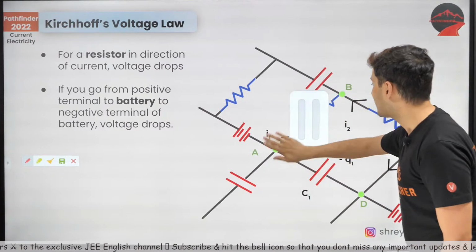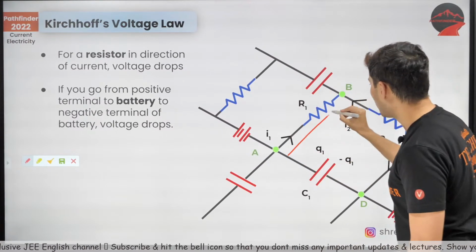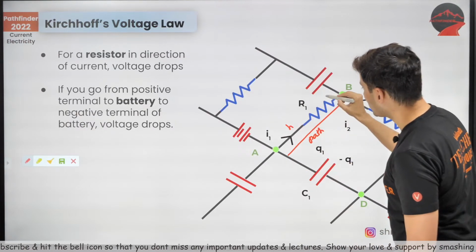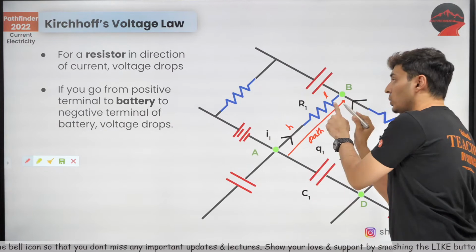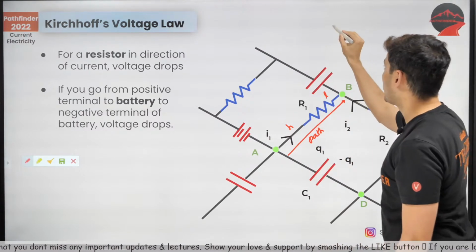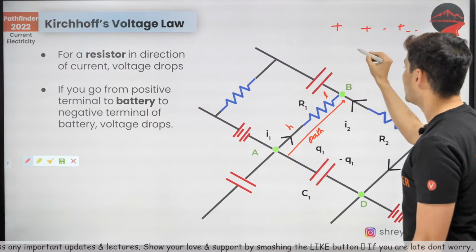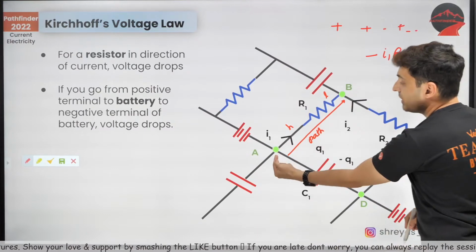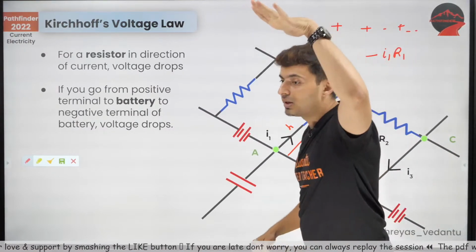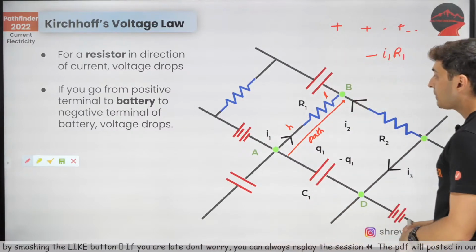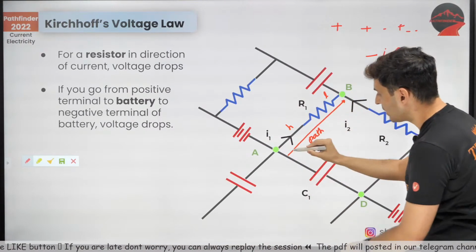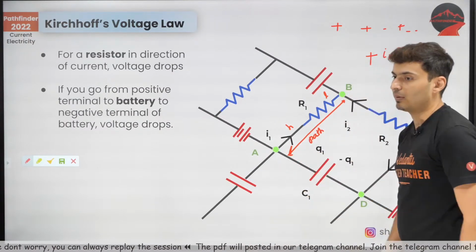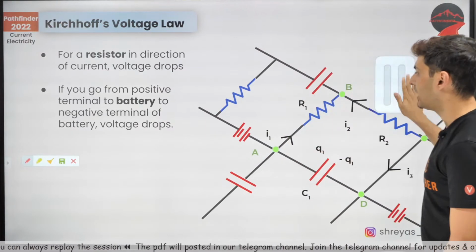For example, let's say somebody is going from A to B. This is the path in which you are going. Obviously, this is high voltage, this is low voltage. So you are going from high to low, that means voltage is dropping. So when you are writing those plus minus terms, this term over here will be minus I1 R1. When you are going across this path, it will be negative because the voltage is dropping. Remember that. But if you are going from B to A, if the path was like this, then it will be plus I1 R1 because you are going from low to high voltage. That's something which you should keep in mind.